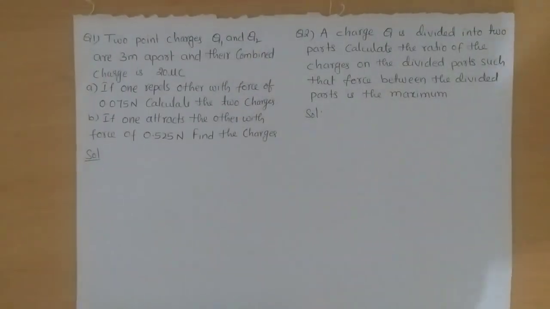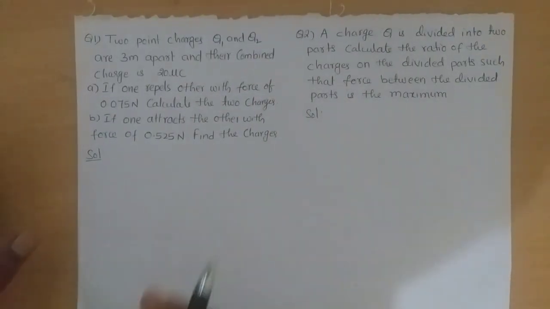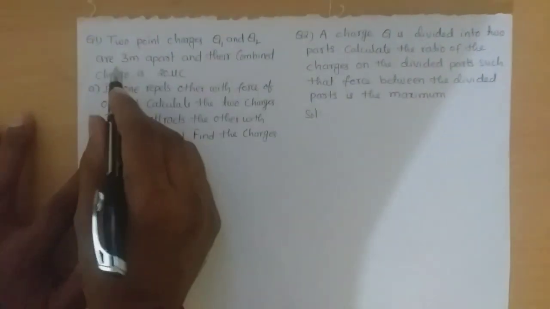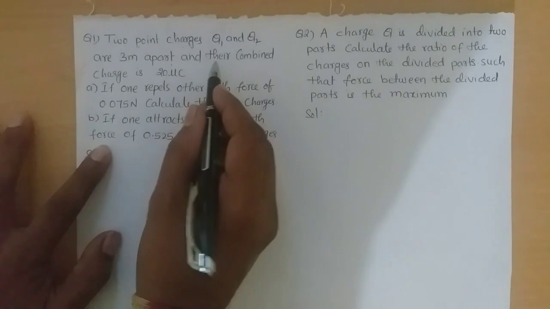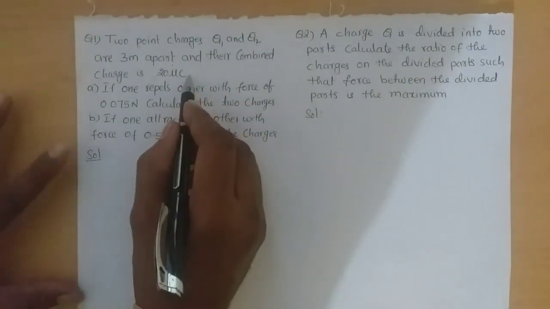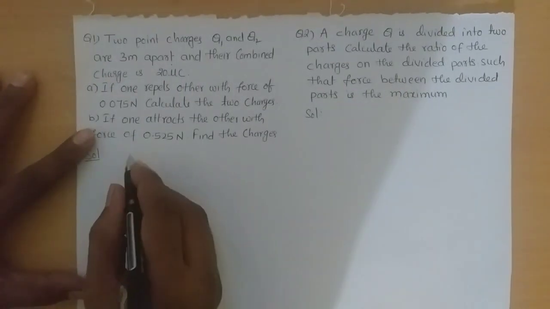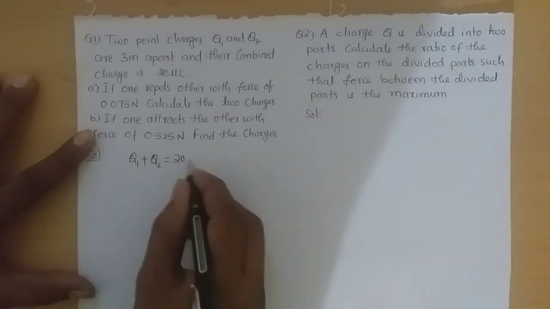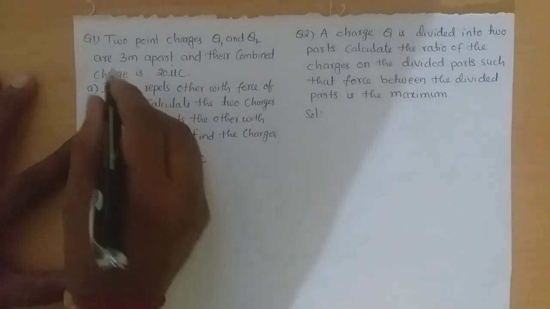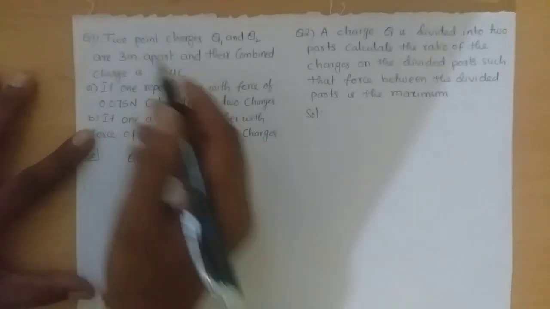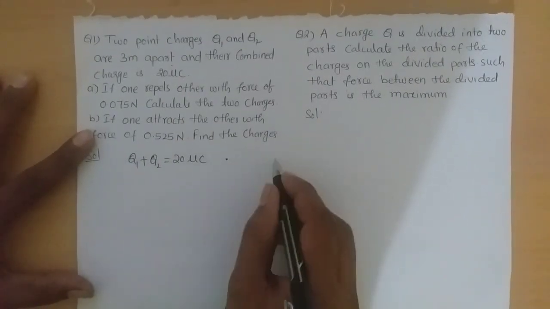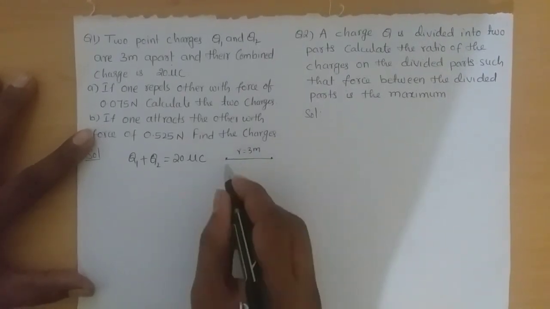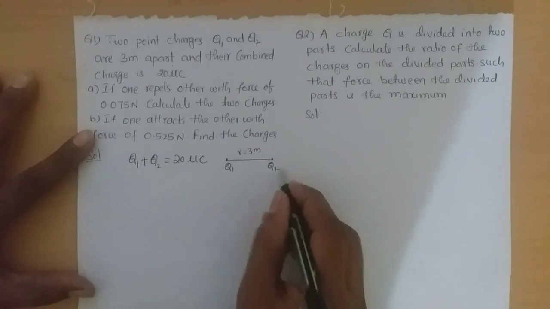Okay, next let's see the problems on Coulomb's law. The first problem is: two point charges q1 and q2 are 3 meters apart and their combined charge is 20 microcoulombs. So combined charge means q1 plus q2 equals 20 microcoulombs, and these are 3 meters apart. This one is q1, and this one is q2.